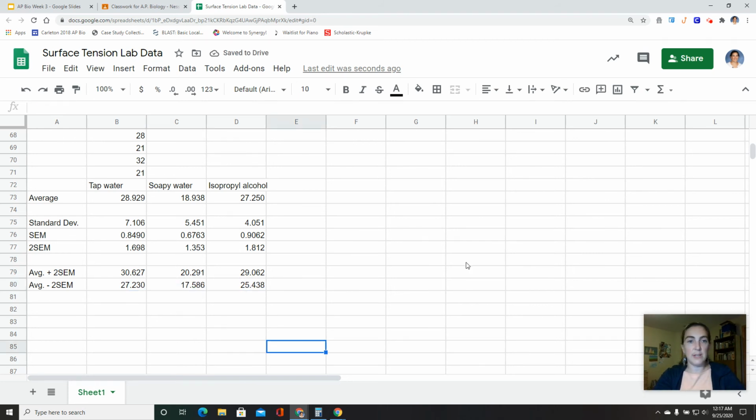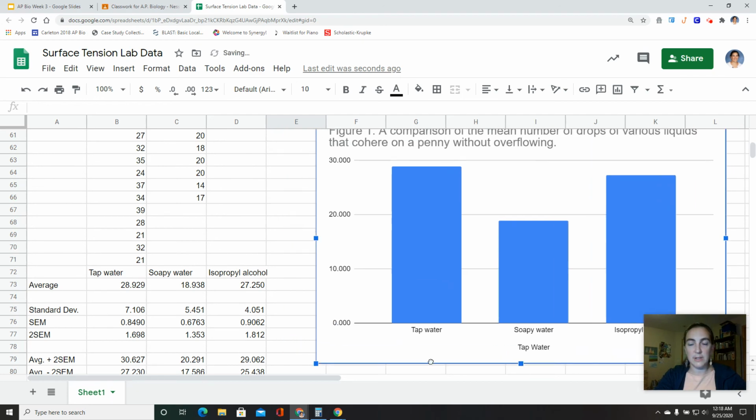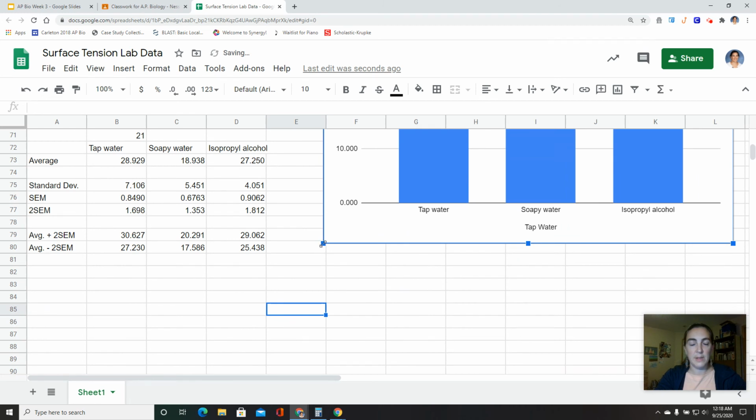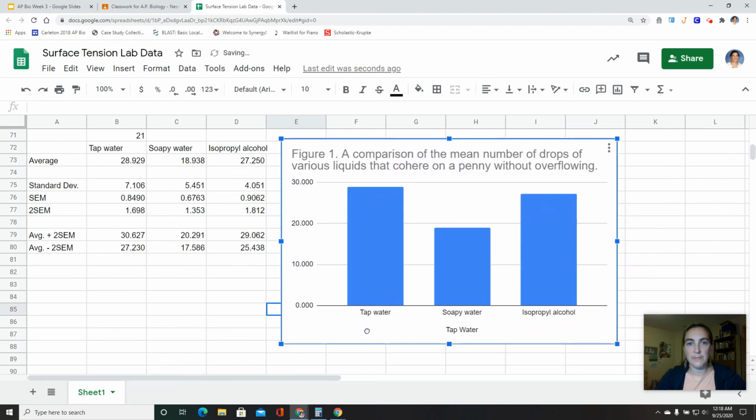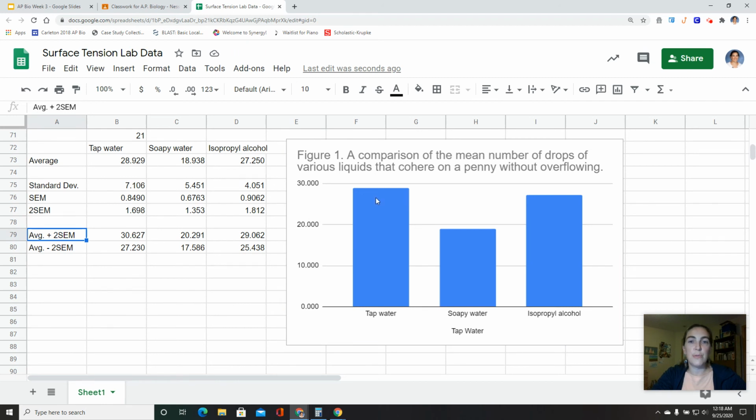All right, now I'm going to see if I can drag our graph down here so that we can see it. I'll make that a little smaller. See if I can get this all on one screen for you. Here we go. So now our error bar, what we've calculated here, has to go from the average, which is where our bar is, up to standard error of the mean. So for tap water, it has to go up to 30.627 and down to standard error. So it has to go down to 27.203.